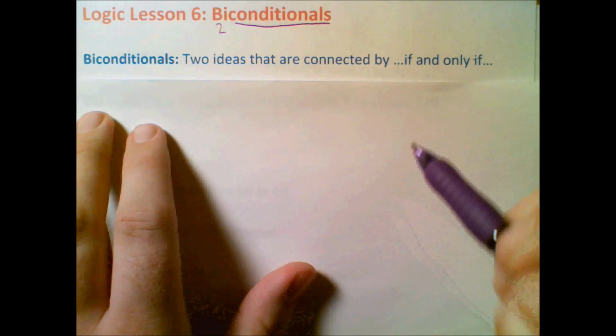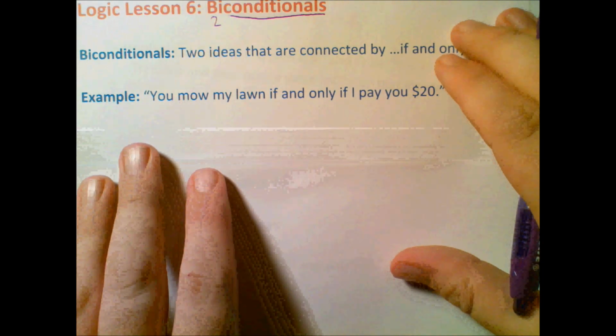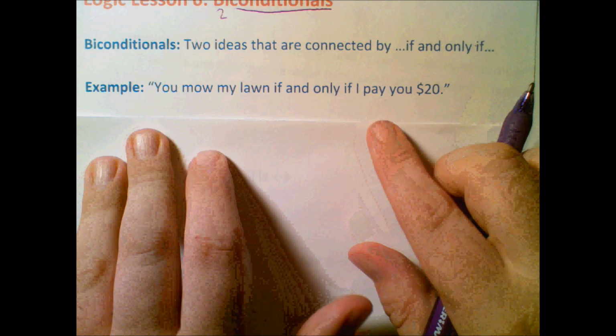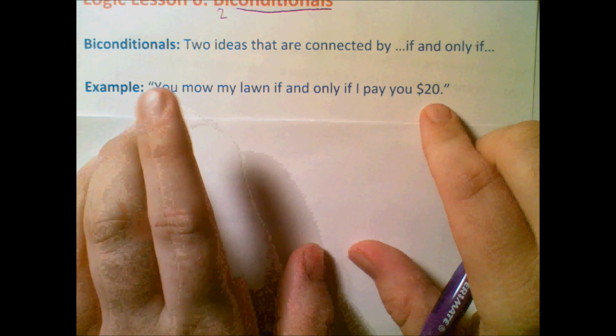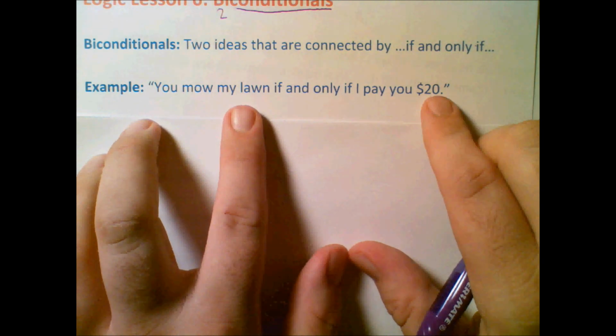In this case, "if and only if" is a stronger meaning than the "if" and the "then." The "if" and the "then" had a beginning and an end. So the biconditional has two separate things that will happen if and only if each other happen. Let's take a look at this example. You mow my lawn if and only if I pay you $20. The only scenario where I'm paying you $20 is if you mow my lawn, and the only way that you're going to mow my lawn is if I pay you $20.